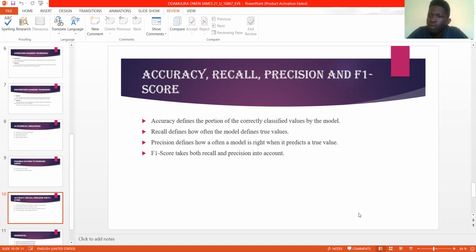For accuracy, we get true positives plus true negatives out of the total values. But for precision, we get true positives out of true positives plus false positives, because we ask how often it produces true values. The F1 score takes both recall and precision into account.